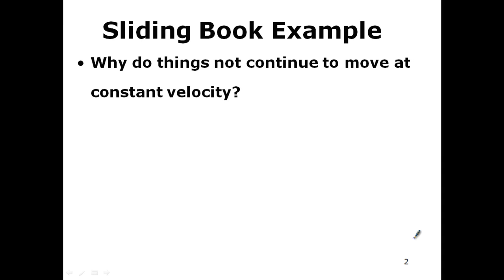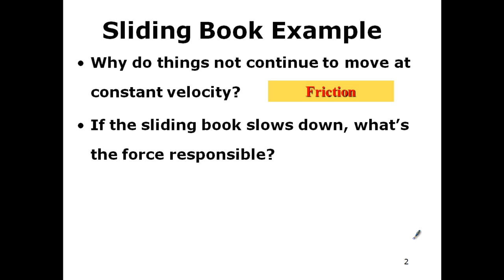So remember that little lab we did at the beginning of the year, or just picture a book sliding across the table. So why do you think that book will not continue to move at a constant velocity forever? If you said friction, you'd be correct. If the sliding book slows down, what's the force responsible? If you said friction again, give yourself a pat on the back.